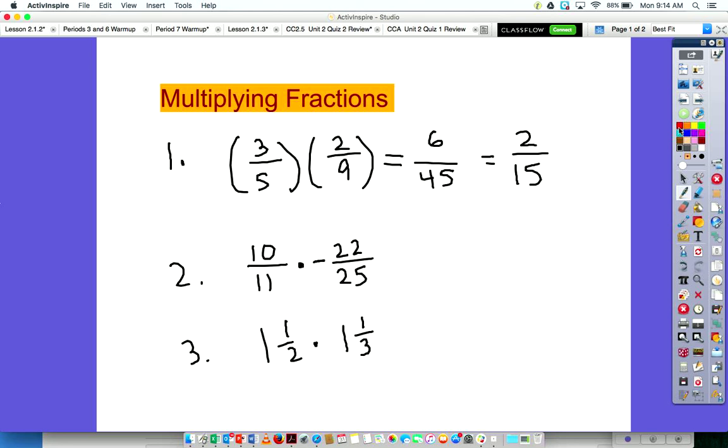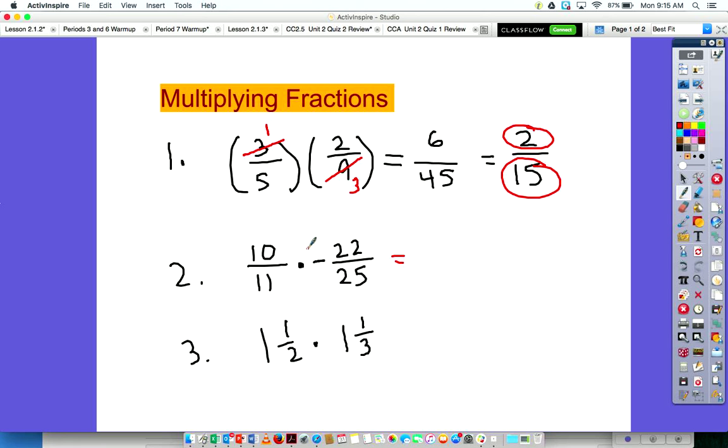I think there's an easier way to do it, and that is to look for things in the top that can cancel with things in the bottom. For example, if we look at this 3 and this 9, you can divide a 3 into both of those numbers. So 3 divided by 3 becomes a 1. And 9 divided by 3 becomes a 3. So now we're left with 1 times 2, or 2, 5 times 3, or 15, and the problem's already simplified for you. Let's see what happens in our next problem.